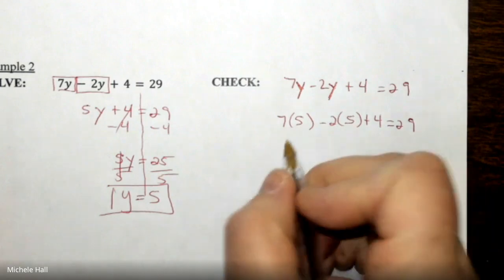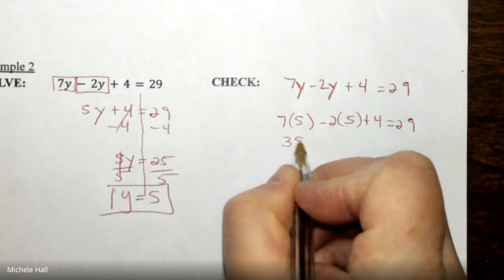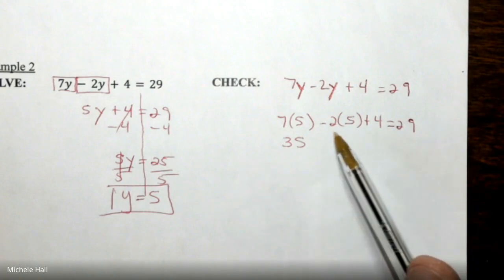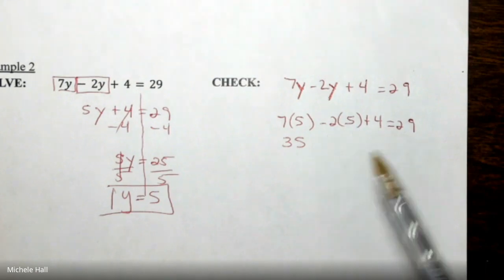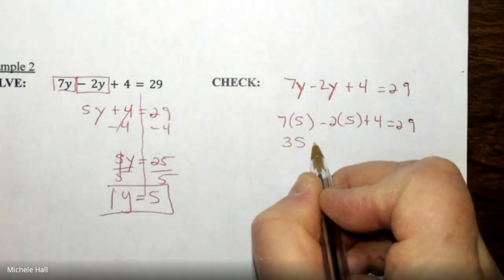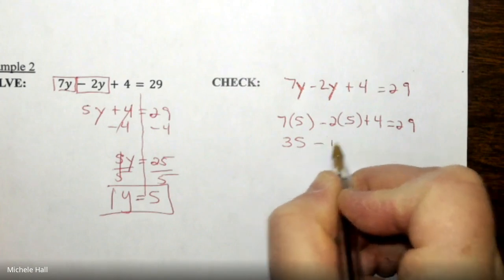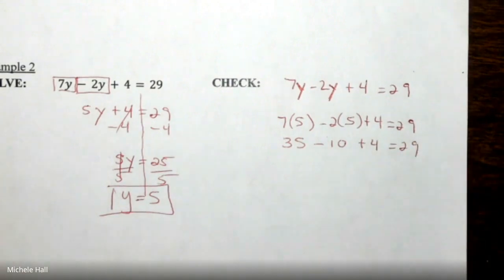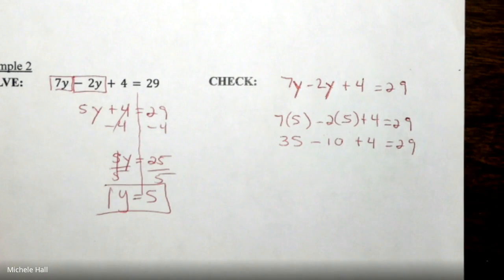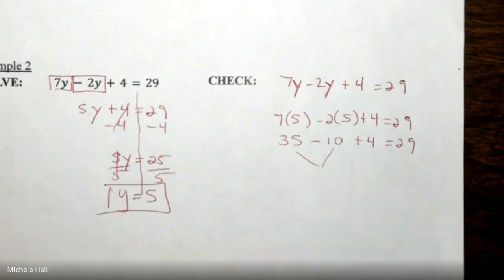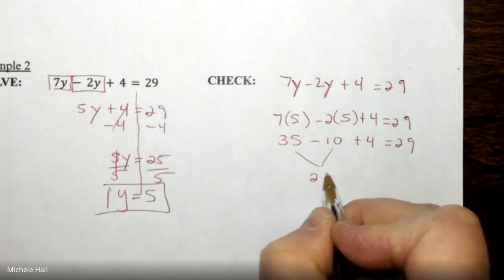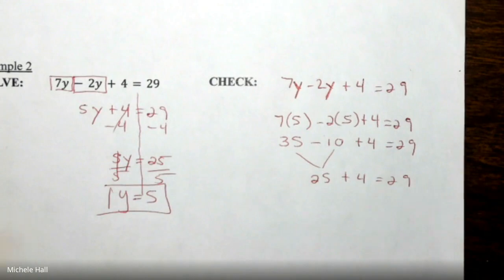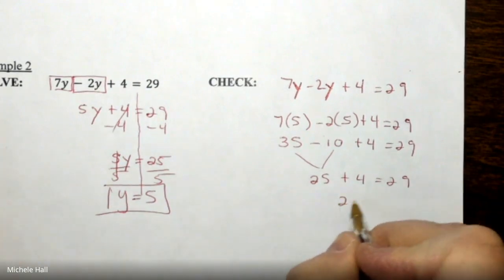What is 7 times 5? And then what's the next part say I'm going to do? Negative 2 times 5 is? And then I still have a plus 4 to write down, equals 29. Now I start here. 35 minus 10. And then I finish it. 25 plus 4. Does that equal 29? Yes, it does.